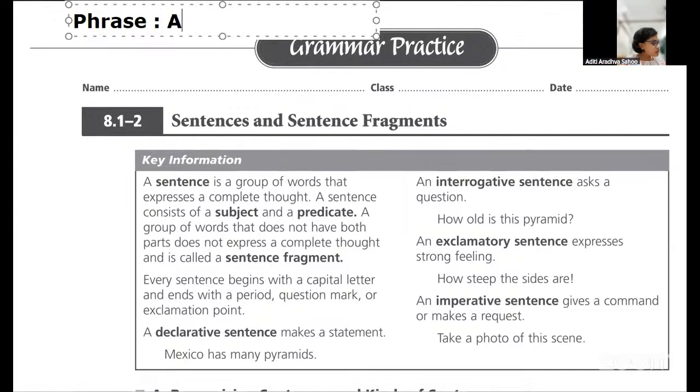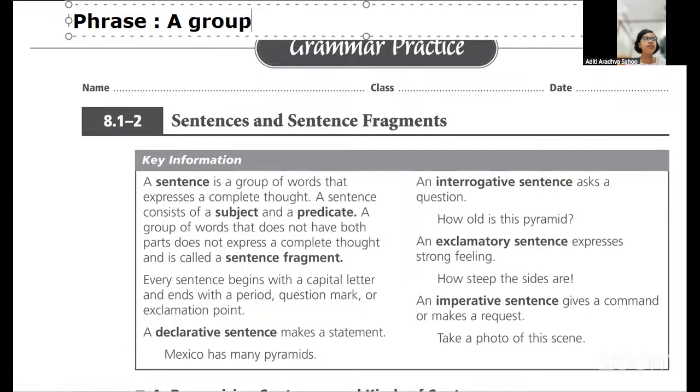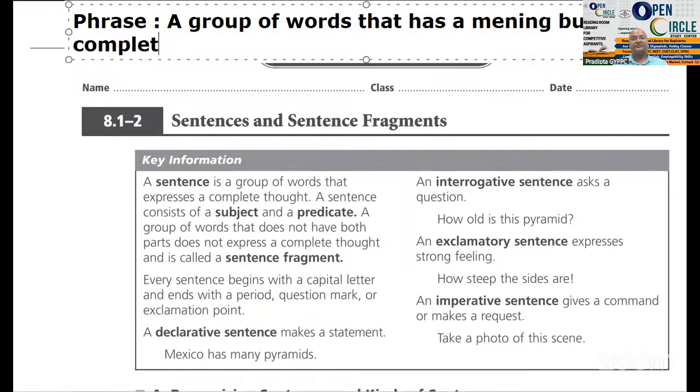Sir, you're asking me the definition of phrase? What is a phrase? Sir, phrase is a group of words that has a meaning but doesn't have complete sense, and it becomes a part of either the subject or the predicate. Yes, very good. A phrase is a group of words that has a meaning but not a complete sense.